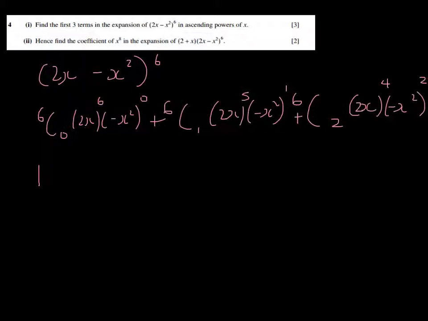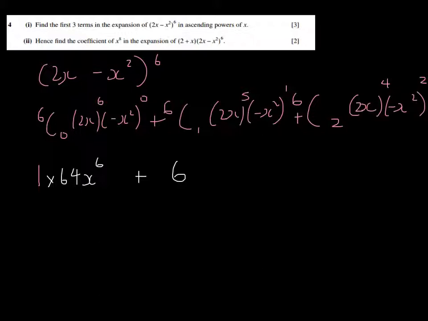Okay, so 2 to the power of 6 is 64, and then x to the power of 6, and negative x squared to the power of 0 is just 1. So that's our first term, but we haven't tied it up yet, but we'll just leave it there for now. 6C1 is 6, okay, and then the next part is 2x to the power of 5.